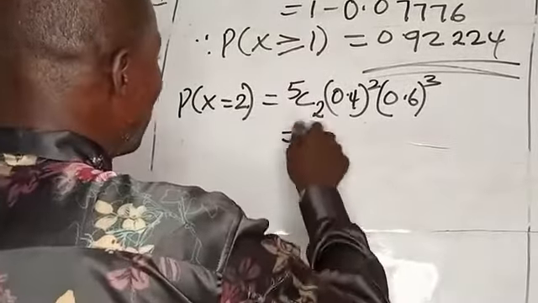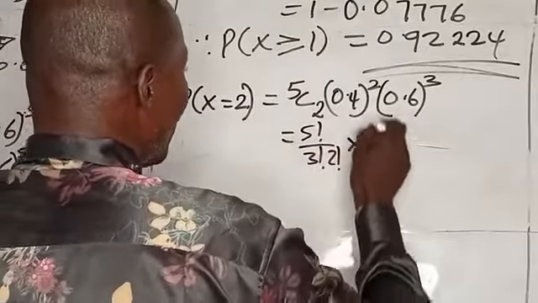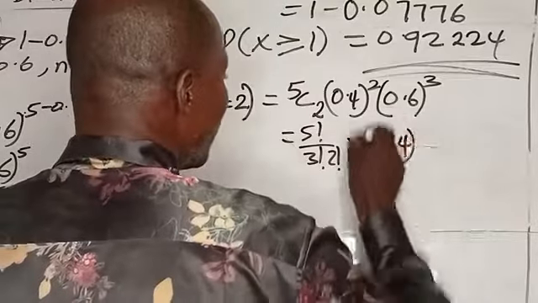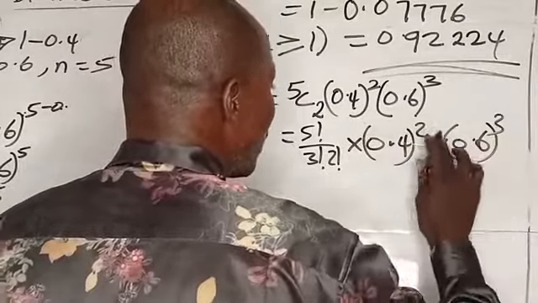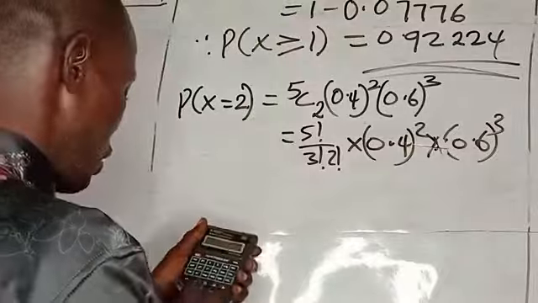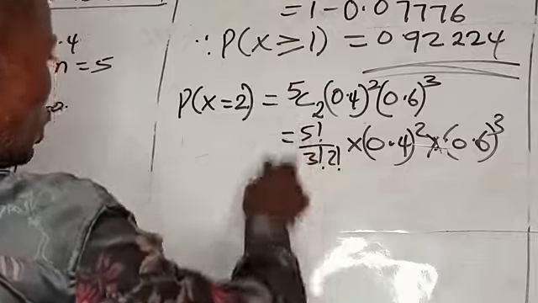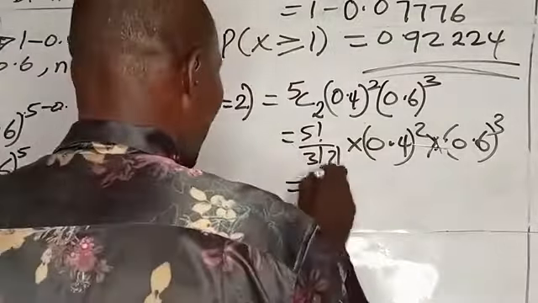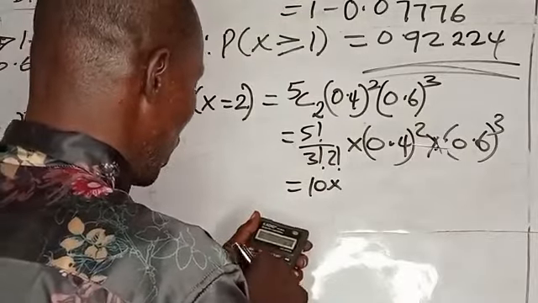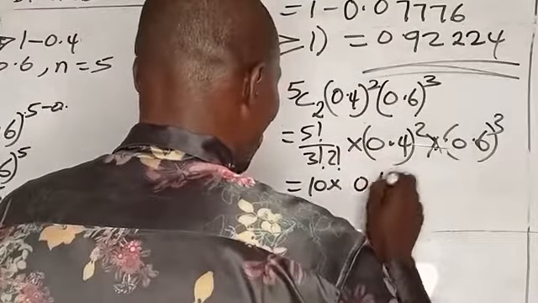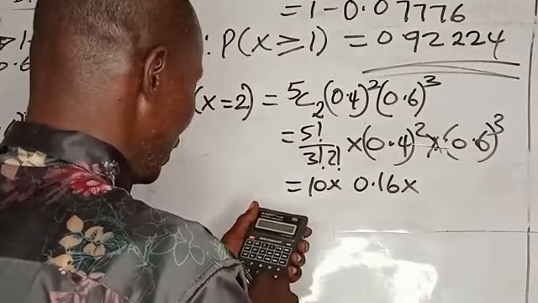Let's evaluate 5 combination 2. That is 5 factorial over 3 factorial, 2 factorial, times 0.4 squared, times 0.6 raised to power 3. So, 5 times 4 divided by 2. 5 combination 2 is 10. So, we have 10 times 0.4 squared, that is 0.16, times 0.6 raised to power 3.